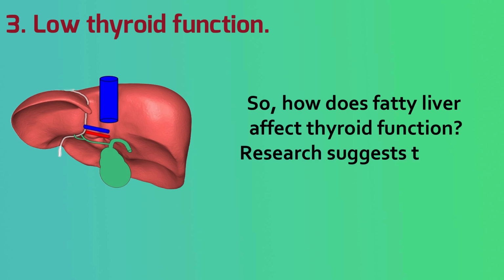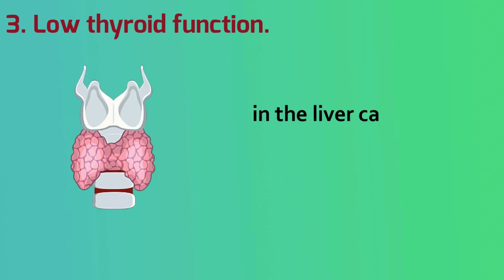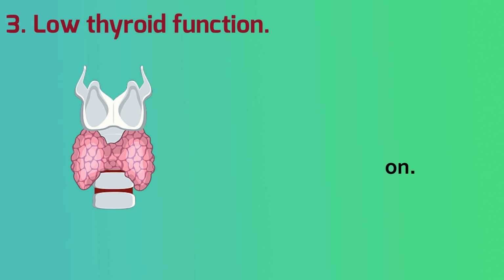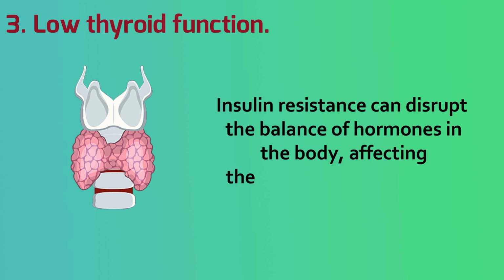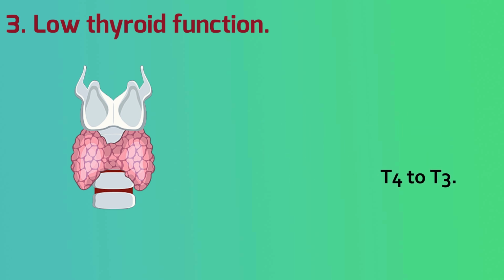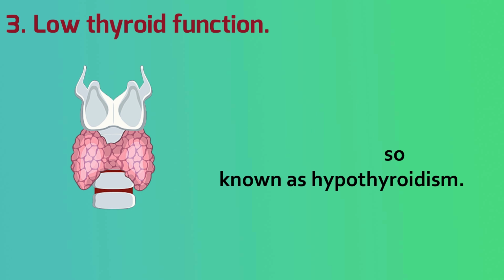So, how does fatty liver affect thyroid function? Research suggests that an accumulation of fat in the liver can lead to insulin resistance and inflammation. Insulin resistance can disrupt the balance of hormones in the body, affecting the conversion of T4 to T3. This imbalance may contribute to low thyroid function, also known as hypothyroidism.